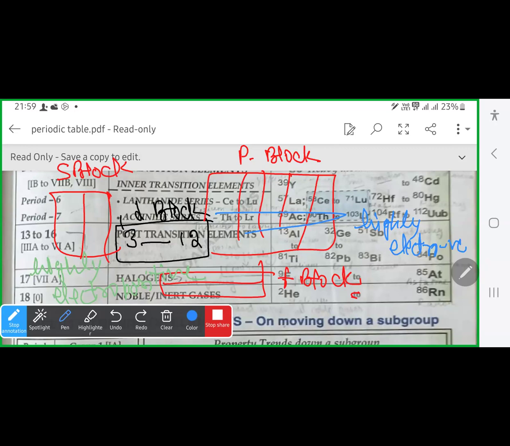Both S and P block elements are collectively known as representative elements, and D block elements are known as transition elements. Why are they known as transition elements? Because they are sandwiched between highly electropositive and highly electronegative elements. Do not say metal and non-metal, you say highly electropositive and highly electronegative.